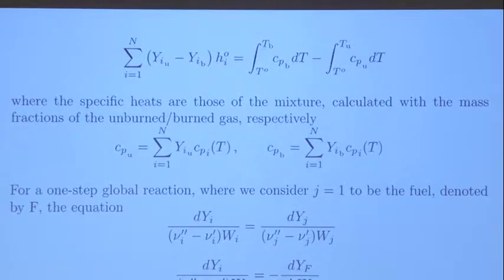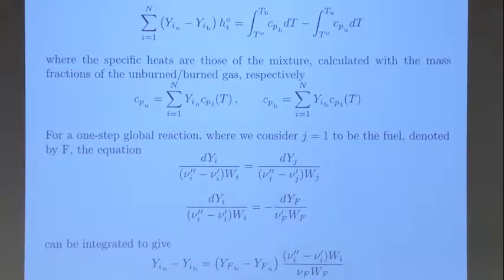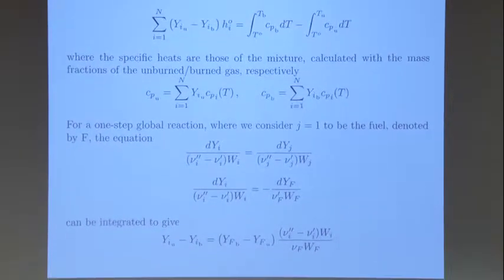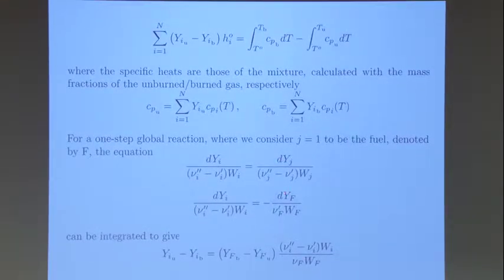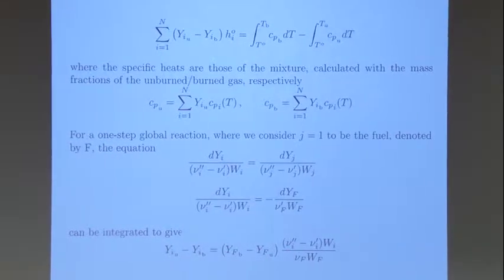The next step is to go to the relation that we have between two species, I and J, and in particular, choose one to be the fuel. So let's say J is the fuel. For the fuel, remember I denoted nu I prime by nu fuel, and there is no double prime for it. And so this is what it simplifies to. If I integrate from the unburned to the burned state, what you get is YIU minus YIB. It's this value multiplied by this ratio, which comes from here to the right-hand side of the equation. So it's a straight integration.